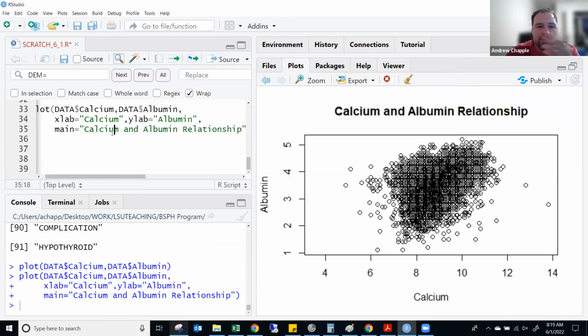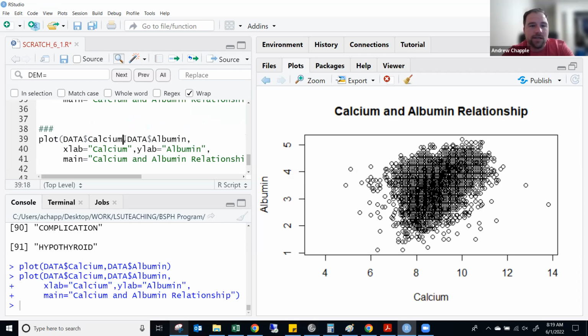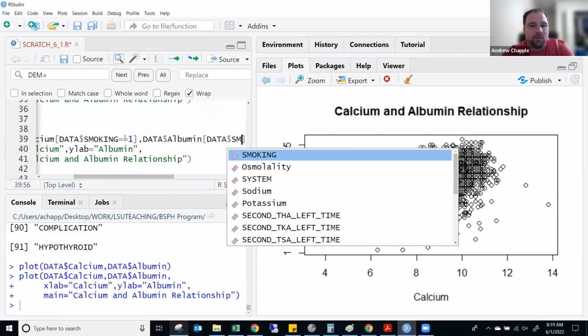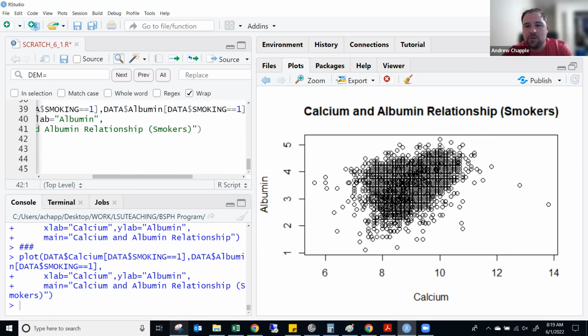Now, I can do this for smokers and non-smokers as well, right? So how do I do this for smokers? Well, now I have to index them by smoking. So I can say data smoking equals 1. I just need to add this little bracket here, data smoking equals 1. And I can say here smokers. So now I have this plot for smokers only.